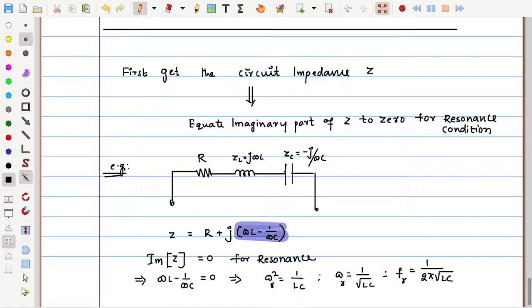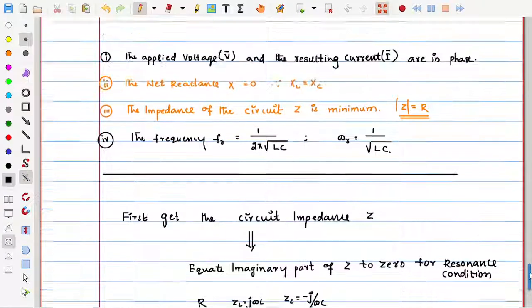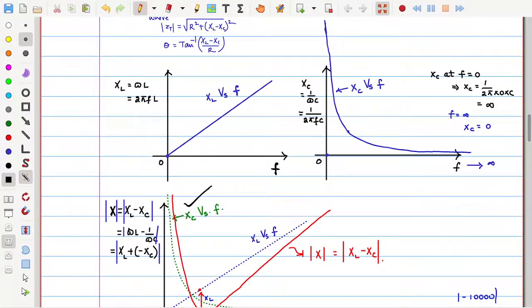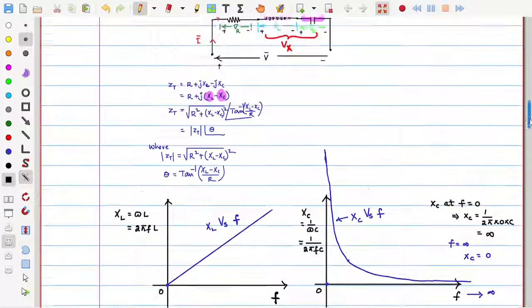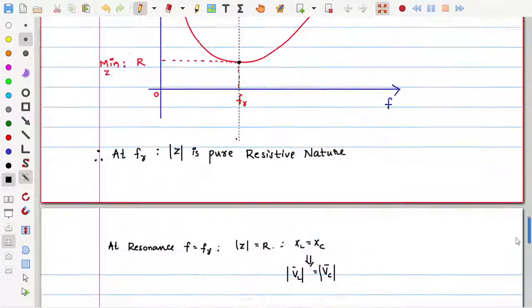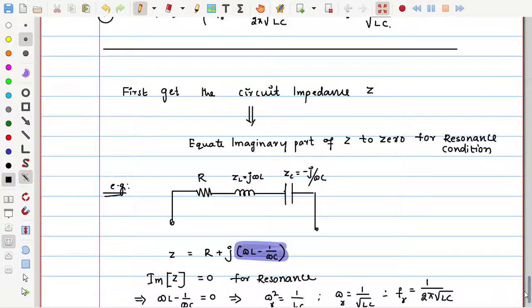Okay. So in this way, you can get all these points which I discussed about the characteristics of resonance in simple terms. In simple words, you can say that the imaginary part of the impedance must be 0 at resonance condition. Thereby, the impedance will become a pure resistor. See here, once this imaginary part goes to 0, what is the impedance? Only resistor. Okay. So this is the resonance concept in a series RLC circuit.